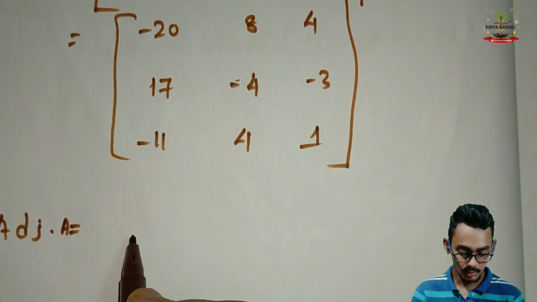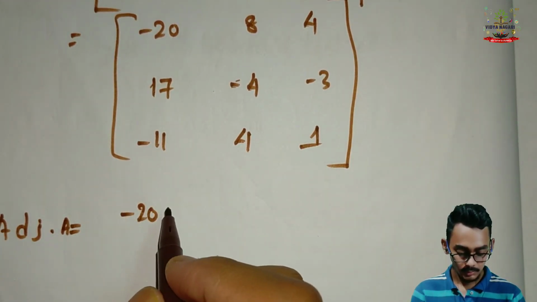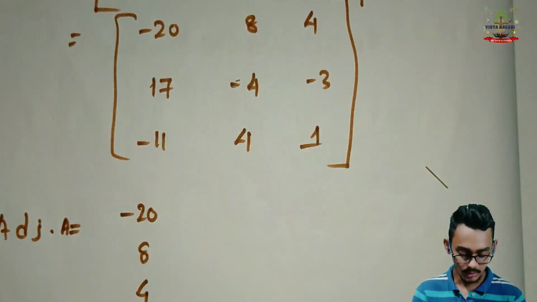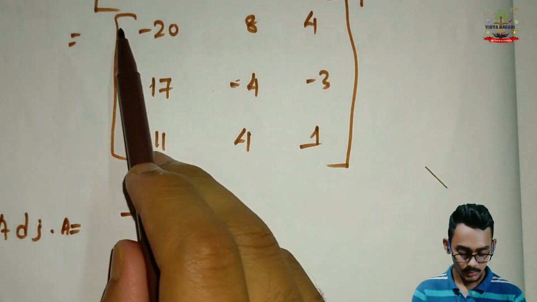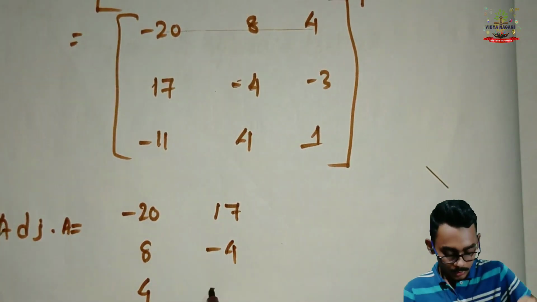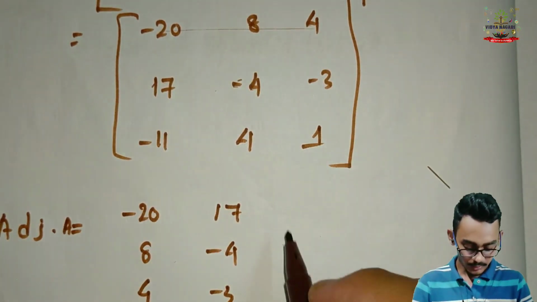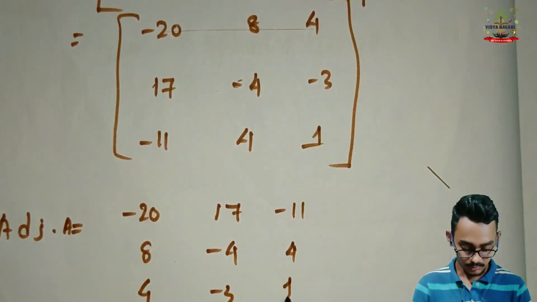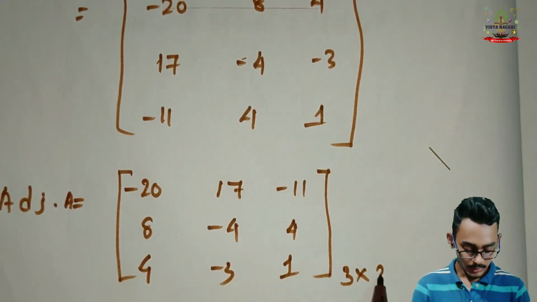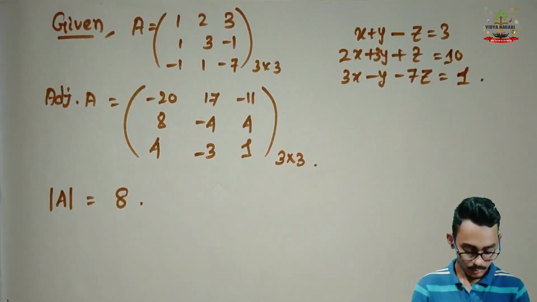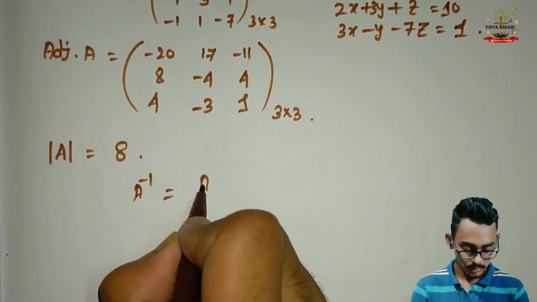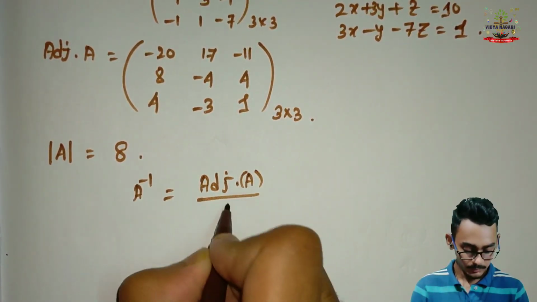So adjoint of A equals minus 20, removing the transpose sign. So all the row elements and the column elements are interchanged. 17, minus 4, minus 3, and the third row becomes the third column, minus 11, 4, 1, and our order is 3 by 3. This is our adjoint. Now we know that A inverse equals adjoint of A by determinant of A.